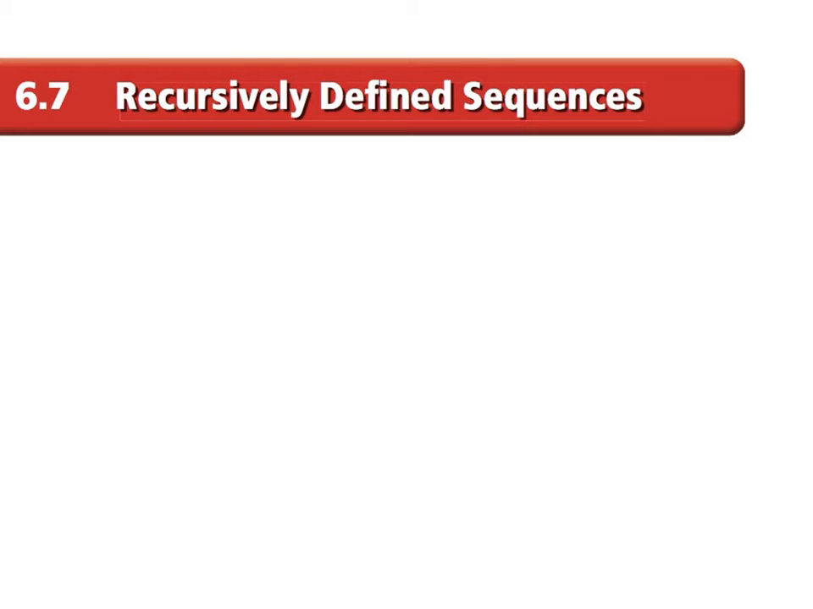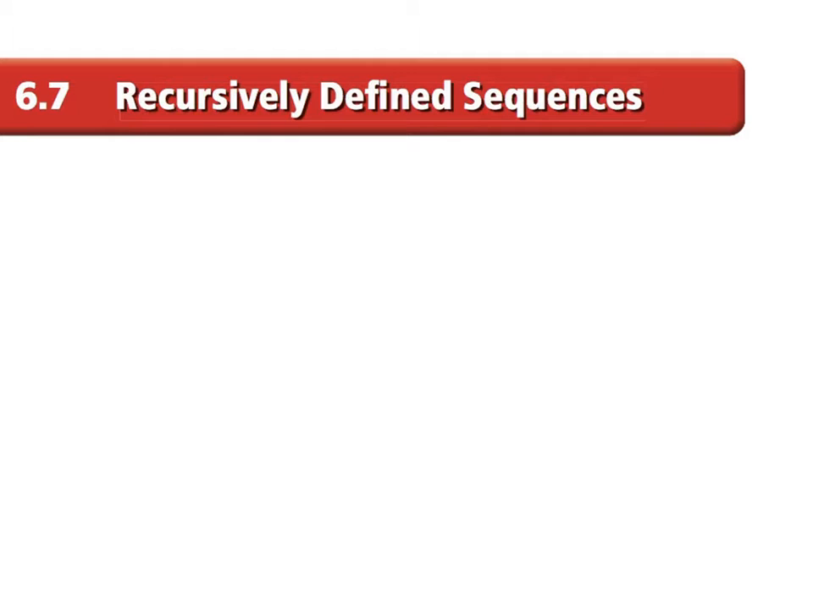All right, our last section in chapter 6, 6.7, talks about recursively defined sequences. Now, I'm going to be honest with you, this is not easy at all. It's confusing. So let's go back to two types of sequences. I want you to understand the difference between the two.